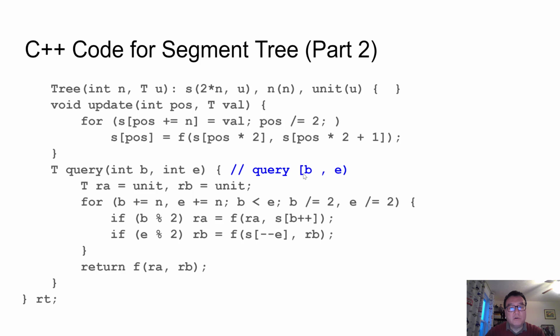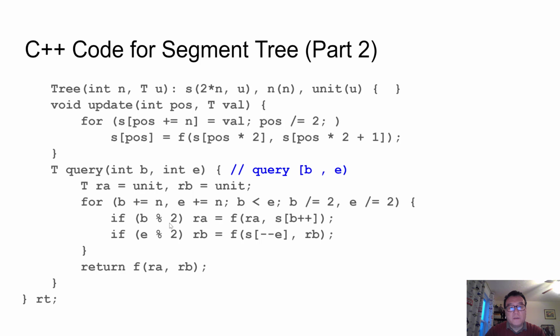And then here is the code for querying a range. In this particular code, the left is closed, the right is open. It's just this one loop. I'm going to use the example on the next slide to illustrate how this works. Essentially, we start from the leaves. So we add n to both the beginning and the end index so that we start at the leaves. And then we keep going while the beginning index is less than e. When they are equal, then we're done.